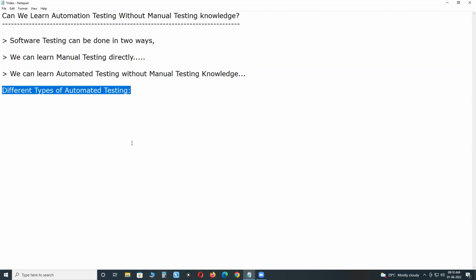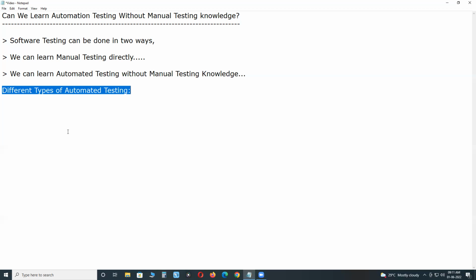Next, automated performance testing. You can conduct automated performance testing using Apache JMeter, which is open source, or LoadRunner, or IBM RPT, etc. Next, automated API or web services testing tools: SOAP UI or Postman. Next, automated mobile testing using Appium or other tools. Next, automated acceptance testing using Cucumber or other tools, etc.